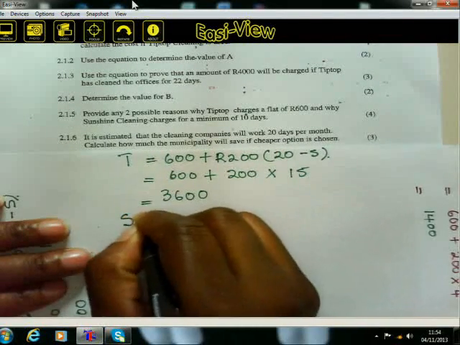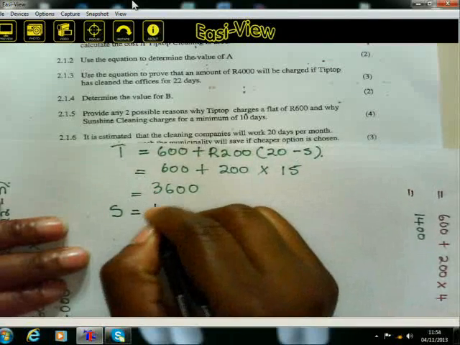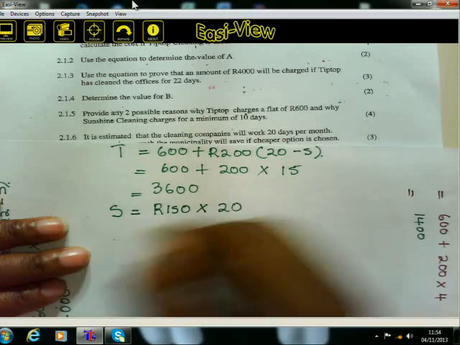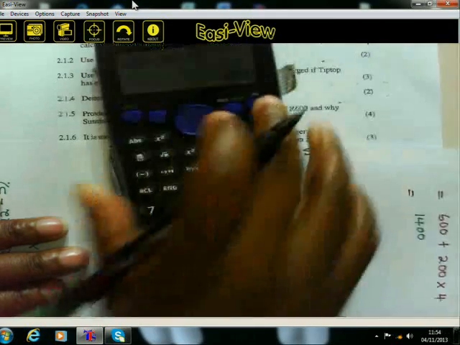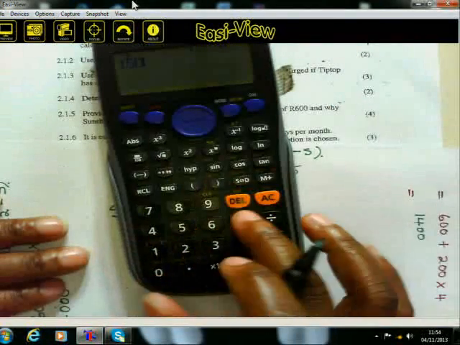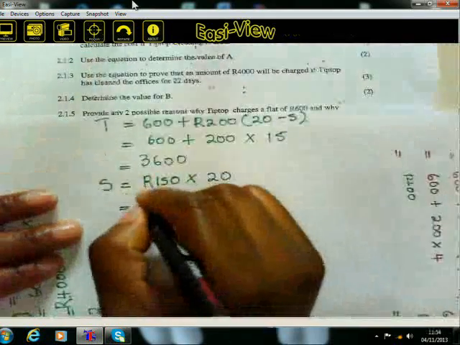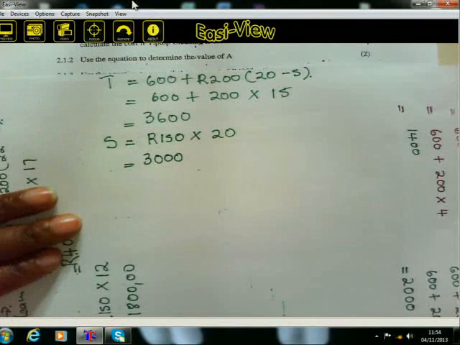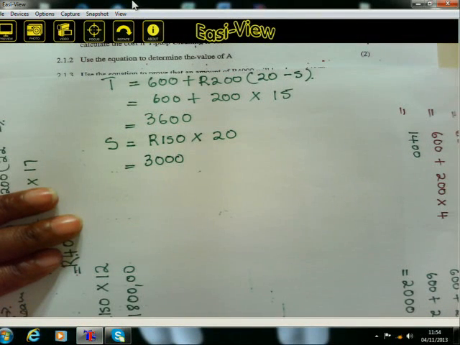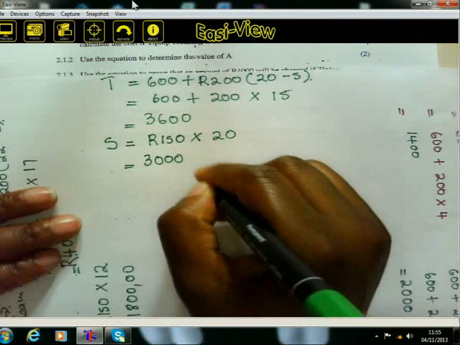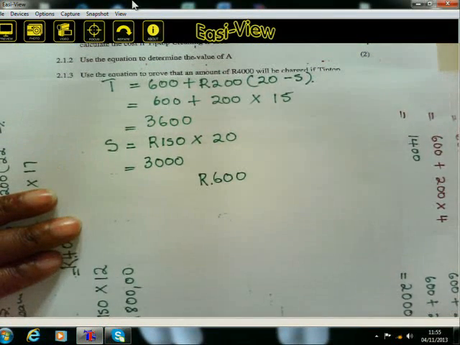And then Sunshine, remember Sunshine, it's 150 multiplied by 20. 150 multiplied by 20, what is the price? It's 3,000. So if they go for the cheaper one, in this case, which one is the cheaper? It is Sunshine. So they will be saving 600 rand if they go for Sunshine.